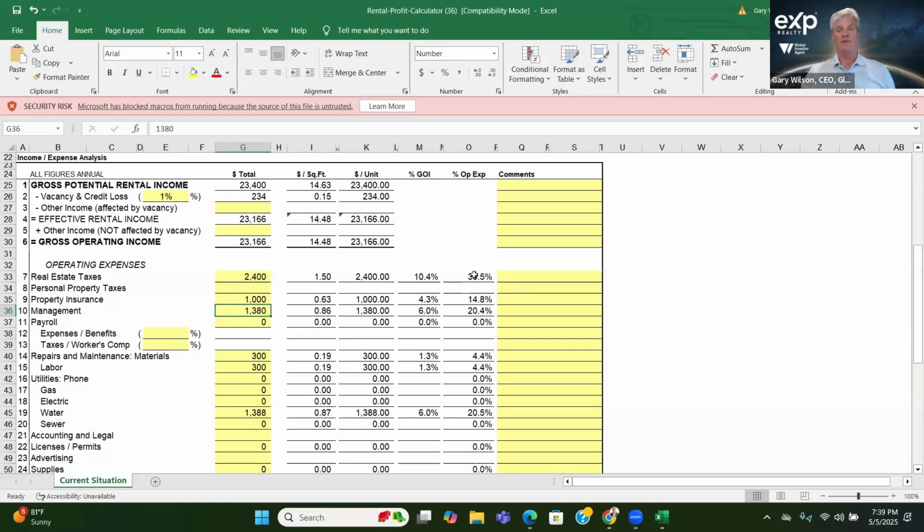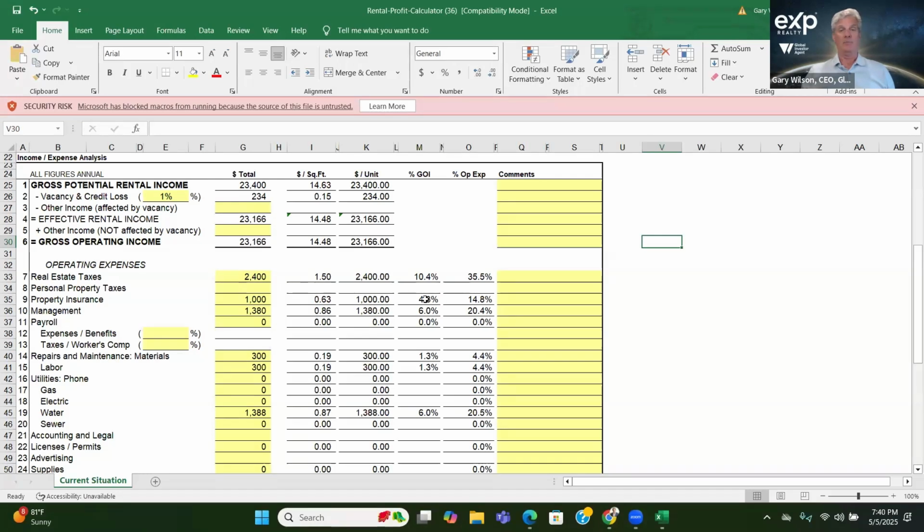Now the next column is percent of operating expenses. In other words, 35% of your operating expenses is used for property taxes in this example. 14.8%, almost 15% of your operating expenses, is used up by property insurance. Property management is the next biggest number, 20.4%. So literally, of your operating expenses, your property taxes are more than a third. Management is a fifth. Water is a fifth. Insurance is 15%.